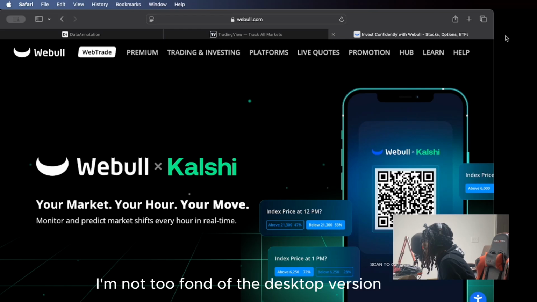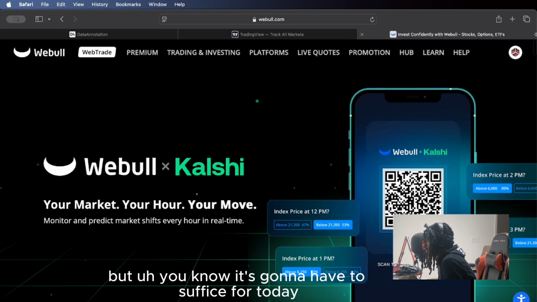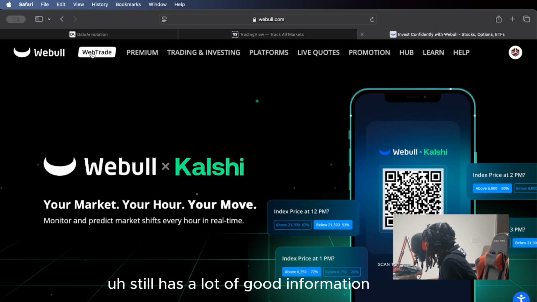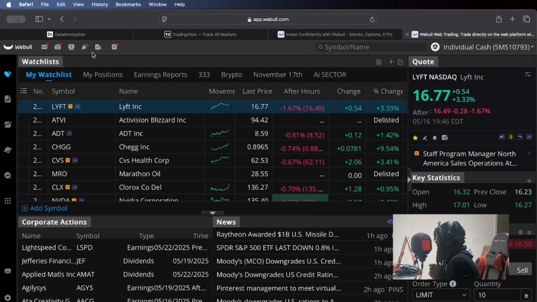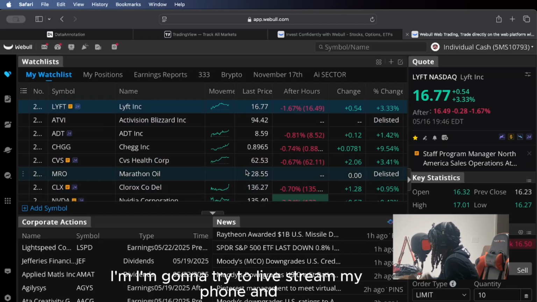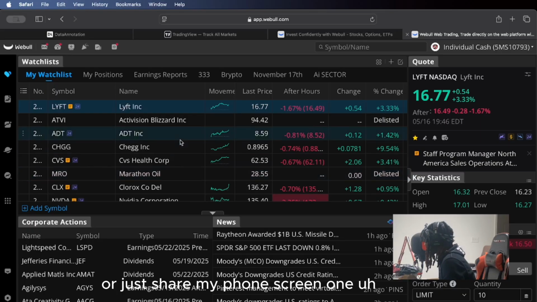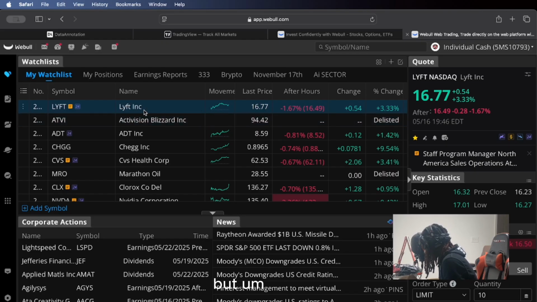I'm not too fond of the desktop version, but it's going to have to suffice for today. It still has a lot of good information, so let's go to web trade. And this is what the desktop version of Webull looks like. I'm going to try to share my phone screen one day just so you can see the mobile version.